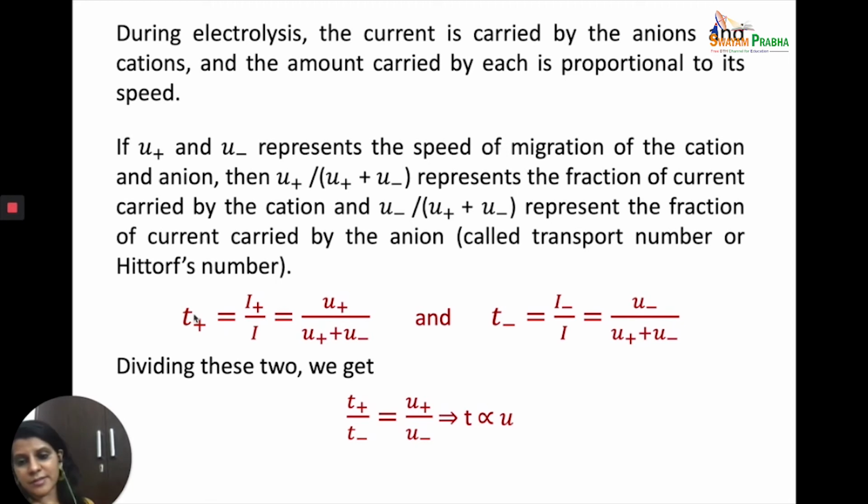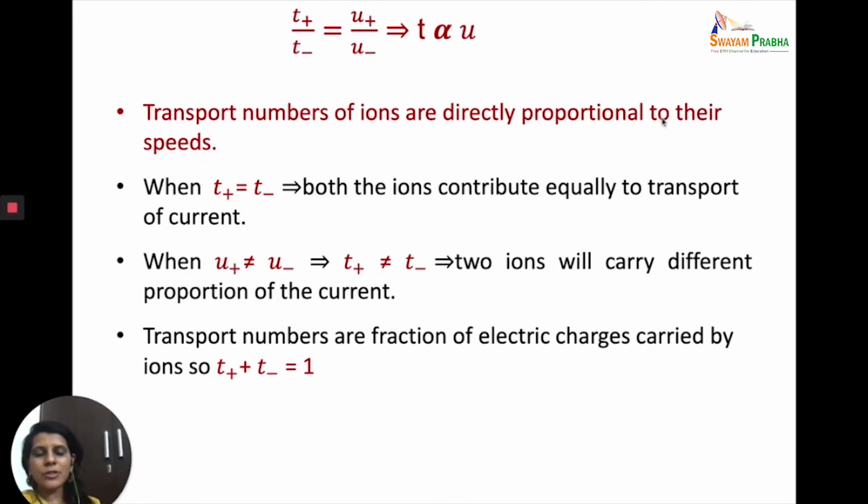Now T plus we have said is equal to I plus upon I, and it is also equal to U plus upon U plus plus U minus, and T minus is equal to I minus upon I, which is equal to U minus upon U plus plus U minus. So if I divide the two, T plus upon T minus, we get U plus upon U minus. That is, transport number is proportional to the speed of migration of the ions. Transport numbers of the ions are directly proportional to their speed.